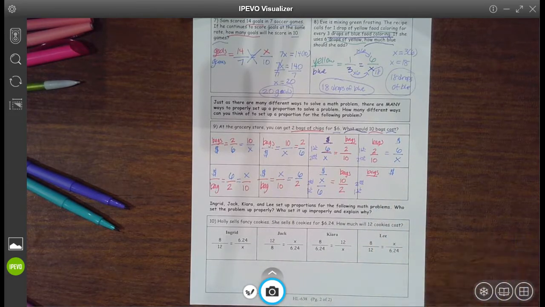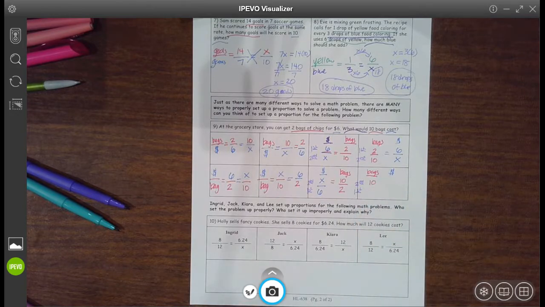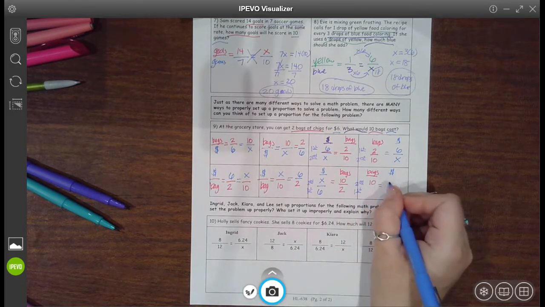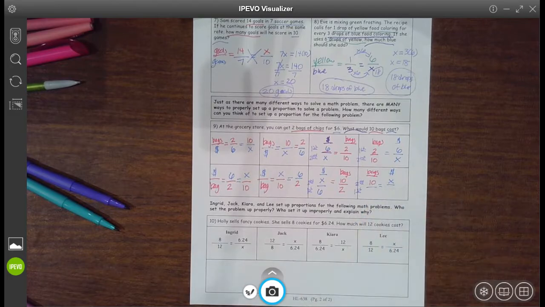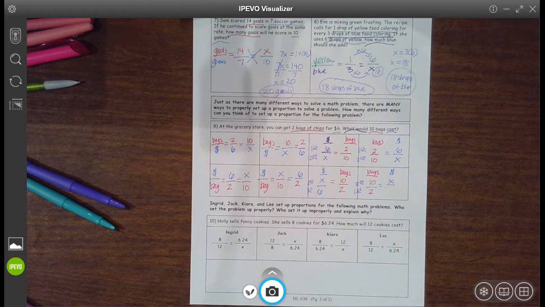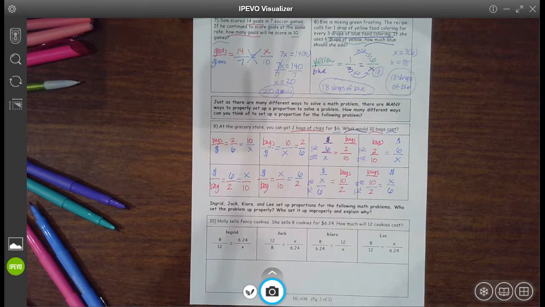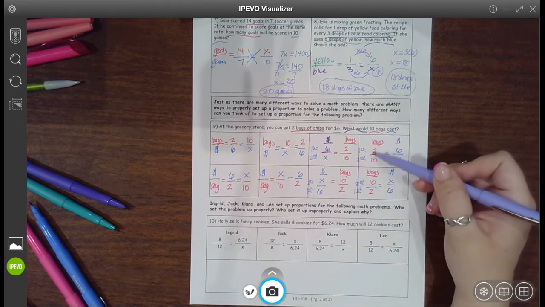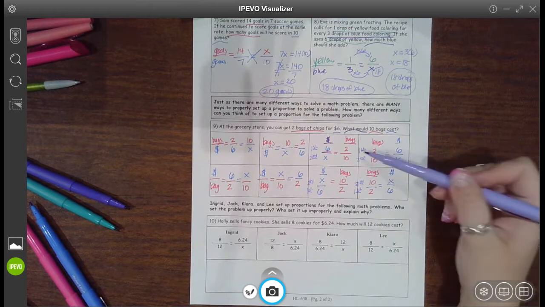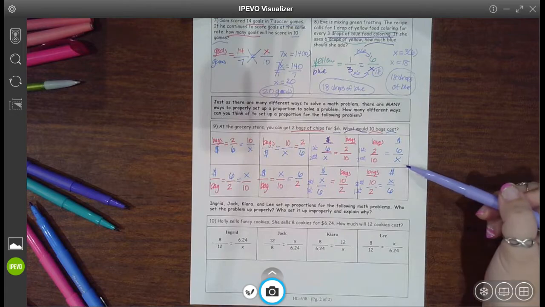Okay, the final way would be: 10 bags would cost me, I don't know. But I do know that 2 bags cost me $6. Do you notice how each time we're really consistent? Here I have the bags and then the money, and this is all the first sentence information, and this is all the information from the second.